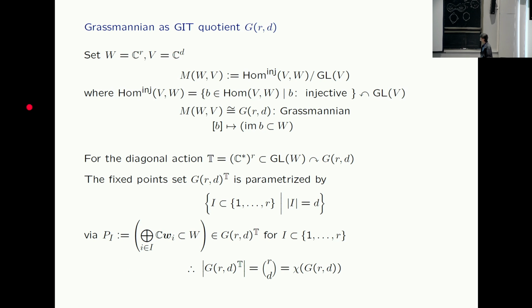So let W be an R dimensional vector space, V a D dimensional vector space. We consider the injective maps from V to W. We have a general linear group action by conjugation, and this gives a quotient space. This is isomorphic to the Grassmannian, sending linear maps to the image in the ambient W. So we have a diagonal action on the Grassmannian.